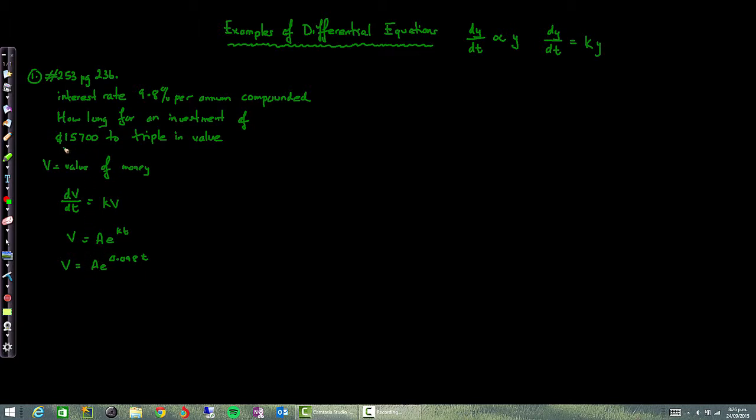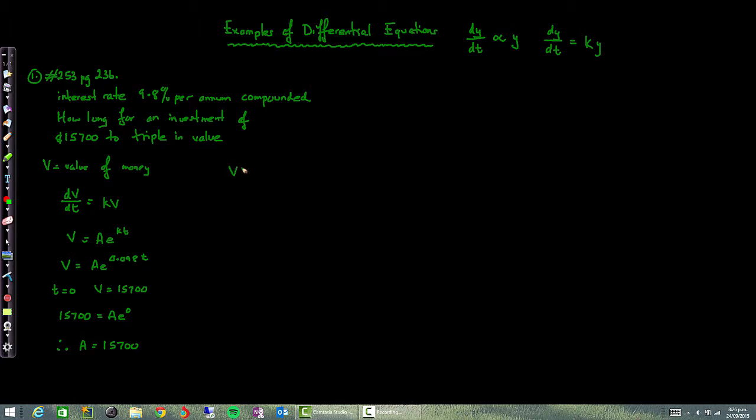Now one piece of information we've got here is that this 15,700 is what we're starting off with. So in other words, when t equals 0, V is that 15,700. That's what we're starting off with. So if you substitute this in, we'll quickly see that this is going to be the value of a. Putting t as 0, we get e to the power of 0, which is 1. Okay, so therefore, as I was saying, a is going to be that 15,700.